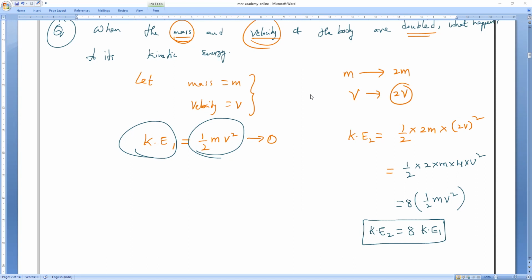Because we all know kinetic energy depends on two things. What is that? Mass and velocity. It depends on mass and it depends on velocity.